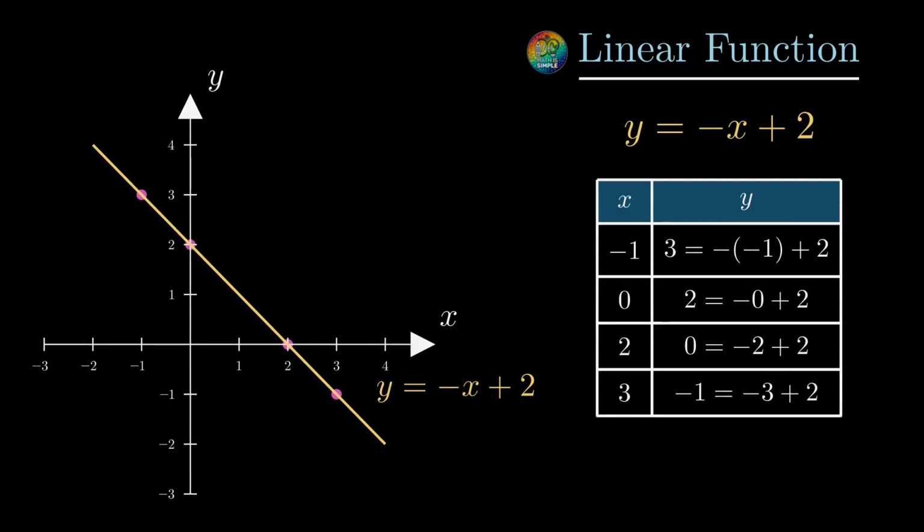Now, why did we use 4 points today? To really see the pattern. Remember a fundamental rule of geometry: you only need 2 points to define a unique line. Any extra points just confirm what the first 2 already told us.